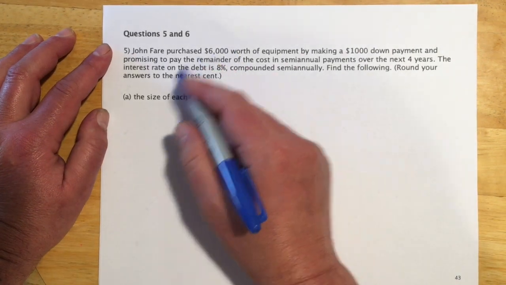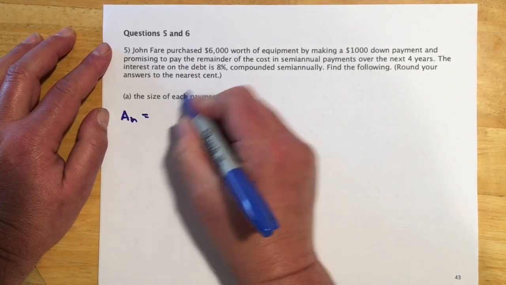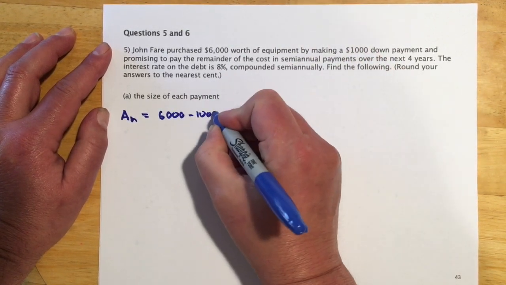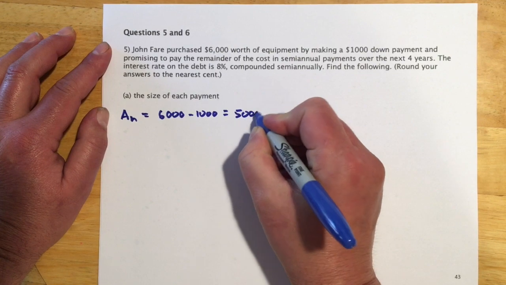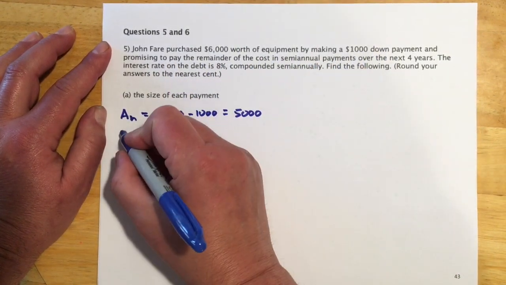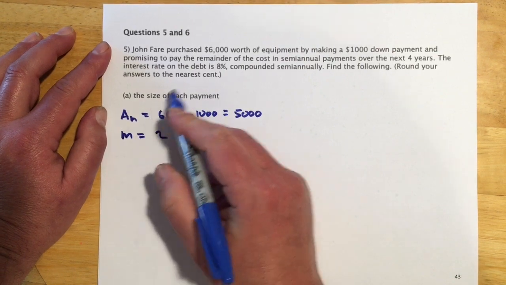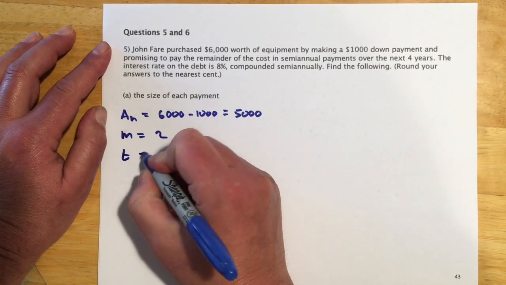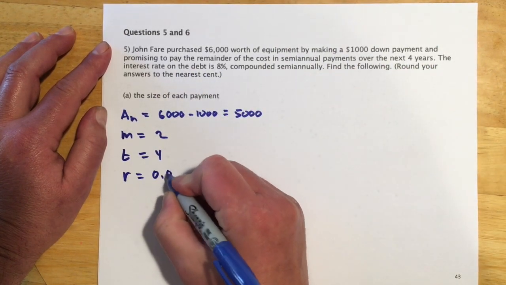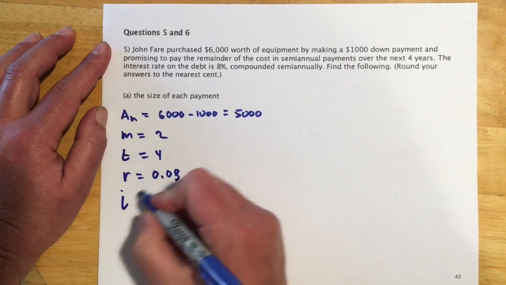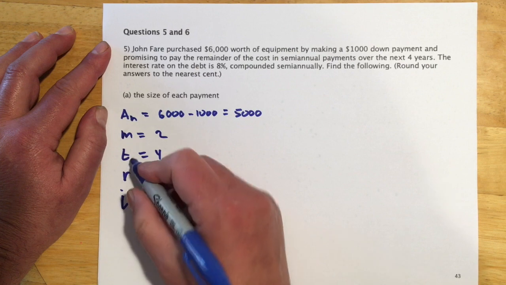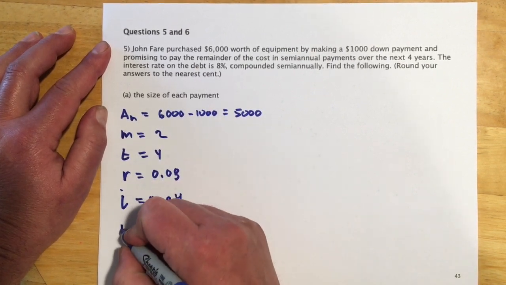So our amount financed, that was that A sub N, is going to be $6,000 less the $1,000 he did as a down payment. So that would be $5,000 is how much he financed. Semi-annual payments, so M is going to be 2, over the next 4 years, so time is going to be 4. Interest rate 8%. I would be that divided by 2, so 0.04, and then it would be a total of 8 payments, and that will be our N.